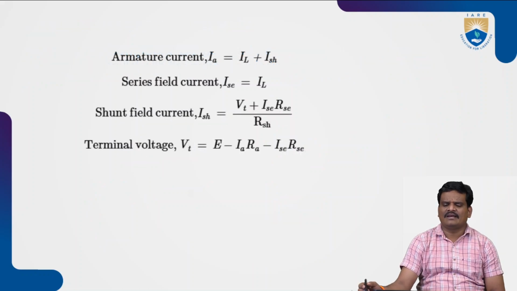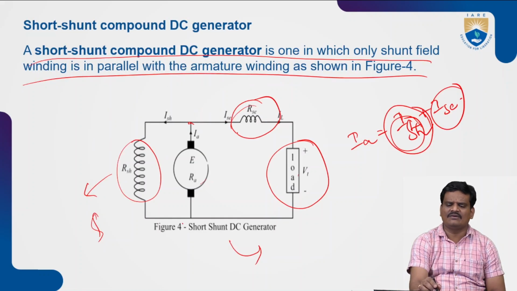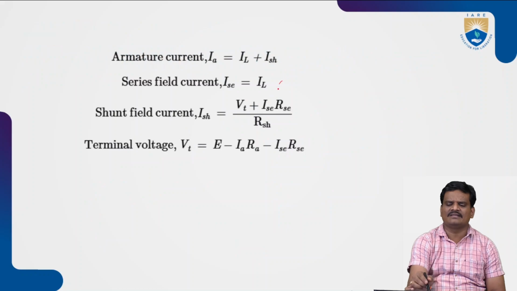In a similar fashion, I can calculate here. You can see in this, the value of field current is always equal to the load current, as these two are connected in series. That is ISC equal to IL. That is the second relation I have here.